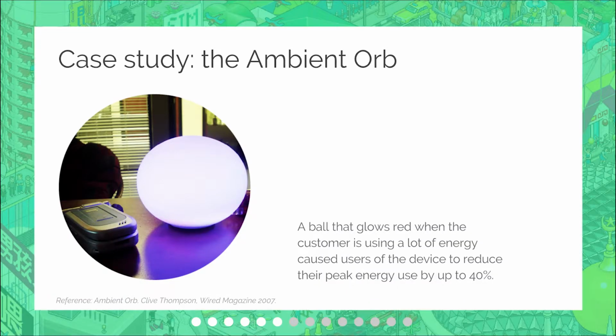The ambient orb is a great case study. It's a ball that glows red when the customer is using a lot of energy. It also glows all the other colours as well based on energy use. And these colours caused users of the device to reduce their peak energy use by up to 40%. Now, 40% is a huge reduction, and you can understand how it could possibly be this high, because having a ball in your home that was glowing different colours is an immediate and easy to understand thing.